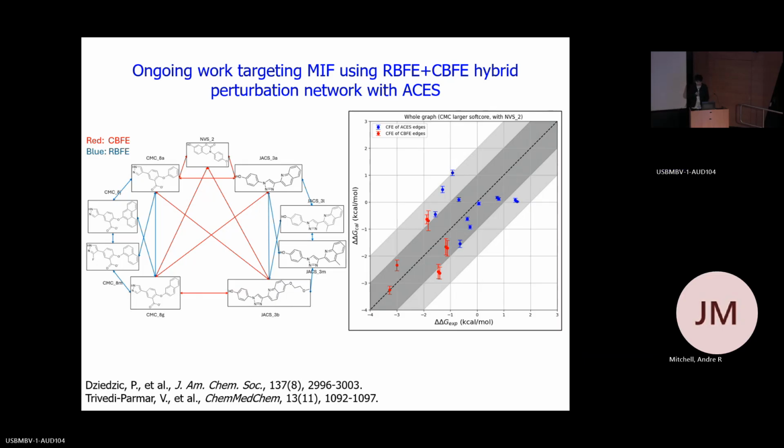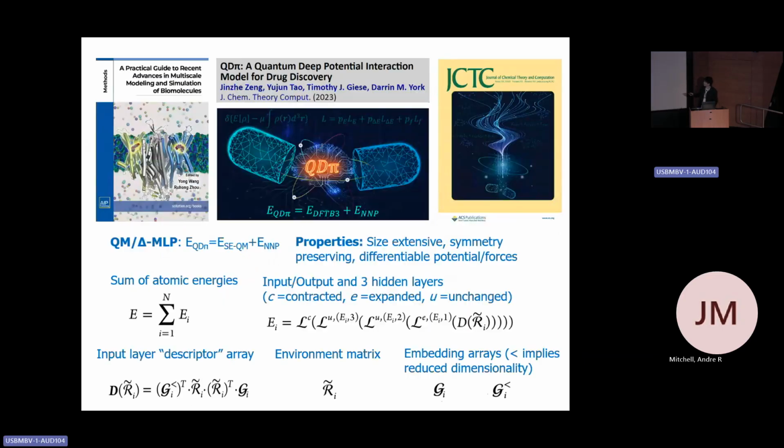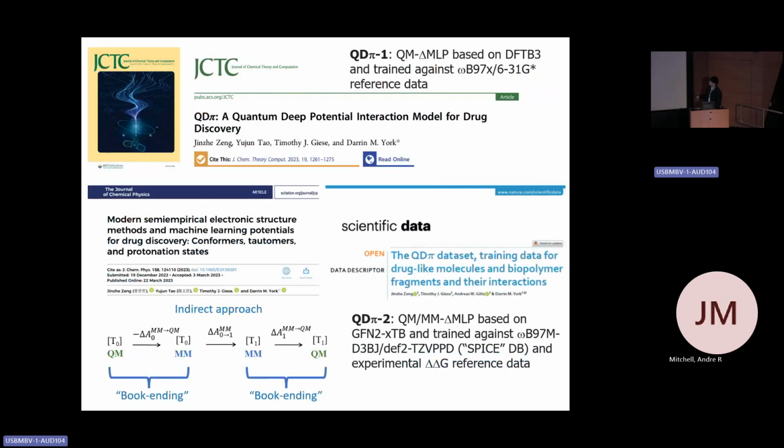And next, I will really briefly discuss some models for the machine learning potentials developed within our group in another branch. We developed this quantum deep potential interaction model, and Darrin named it QDPi. We all seem to like it. We are using an indirect bookending approach, so we will correct simulations at the two end states respectively from the MM level to a QM level.